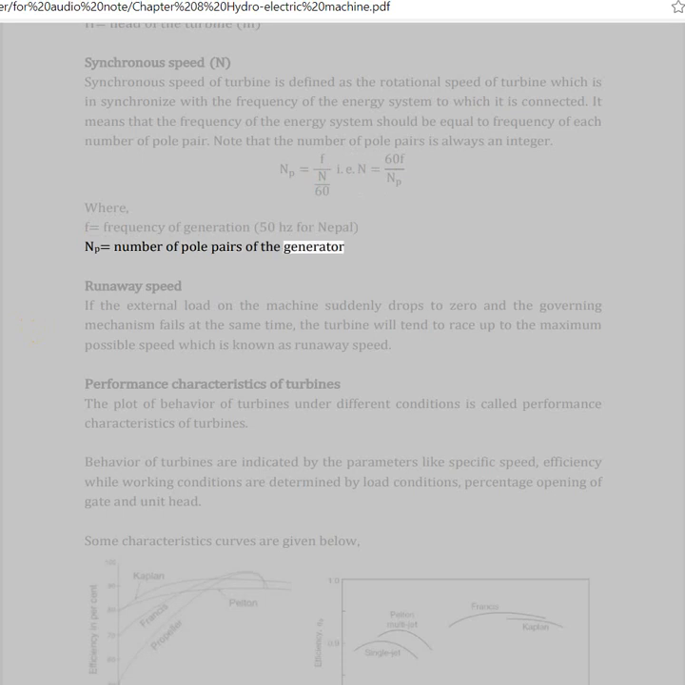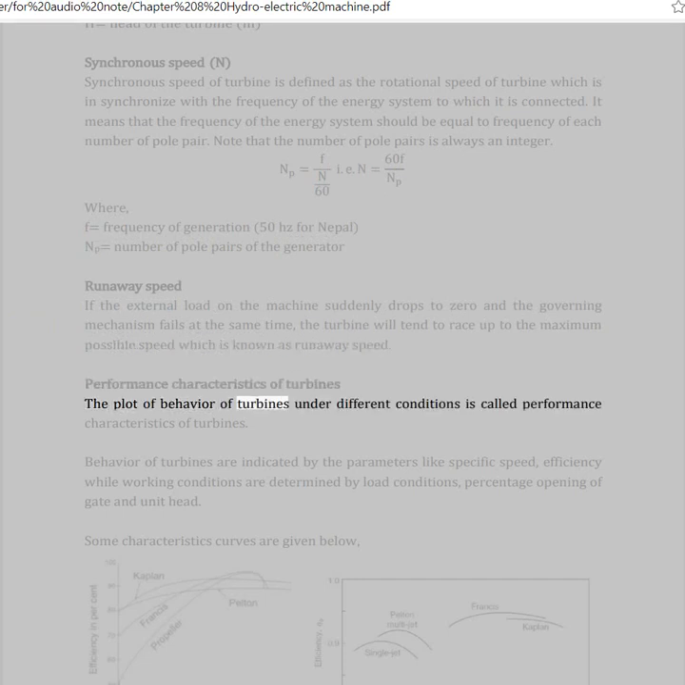Runaway speed: if the external load on the machine suddenly drops to zero and the governing mechanism fails at the same time, the turbine will tend to race up to the maximum possible speed, which is known as runaway speed.